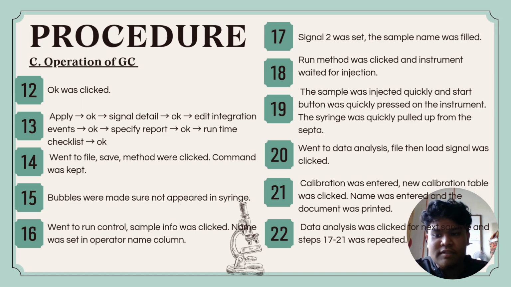The sample is injected quickly, the start button is pressed immediately, and the syringe is removed promptly from the septum. After the run is complete, data analysis is performed by opening the file and loading the signal. Calibration is then carried out by creating a new calibration table, entering the required details, and printing the document. Finally, for the next sample, data analysis is selected again, and the same steps from 70 to 21 are repeated.